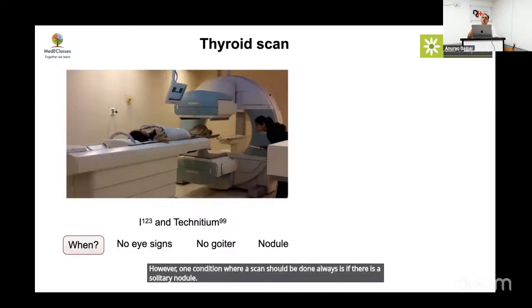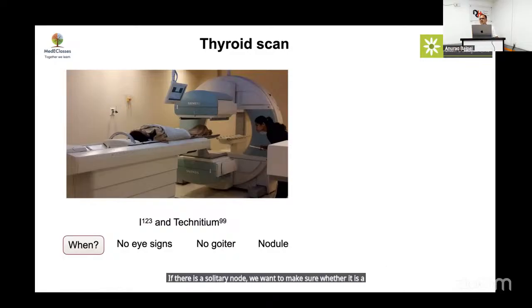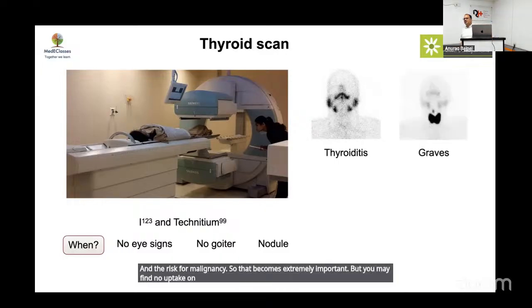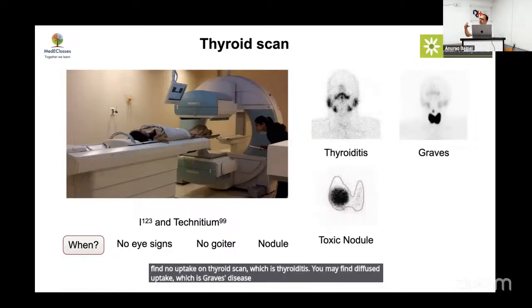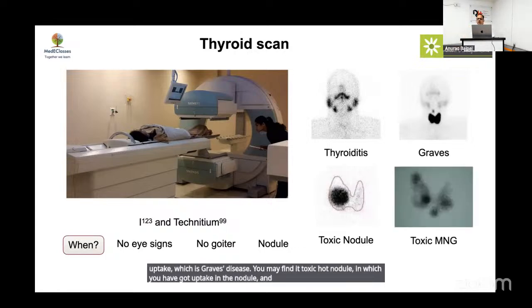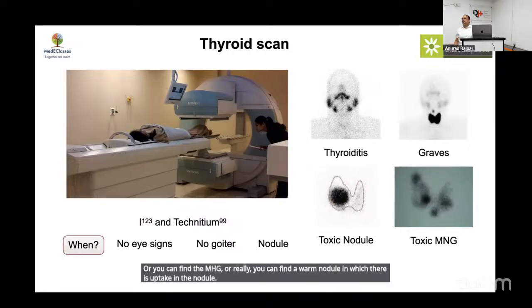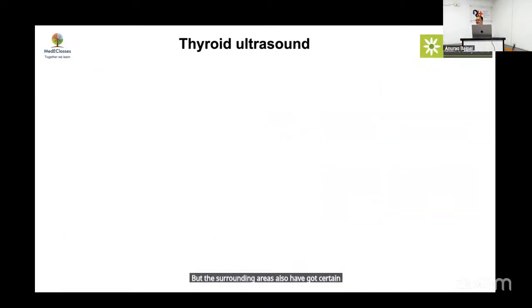If there is a solitary nodule, you want to make sure whether it is a hot nodule, a warm nodule, or a cold nodule, because that is going to determine the need for FNAC and the risk for malignancy. So that becomes extremely important. So you may find no uptake on thyroid scan, which is thyroiditis. You may find diffuse uptake, which is Graves' disease. You may find a toxic hot nodule in which you have uptake in the nodule and no uptake in the rest of the area. Or you can find MNG, or a warm nodule in which there is uptake in the nodule, but the surrounding areas also have certain uptake.